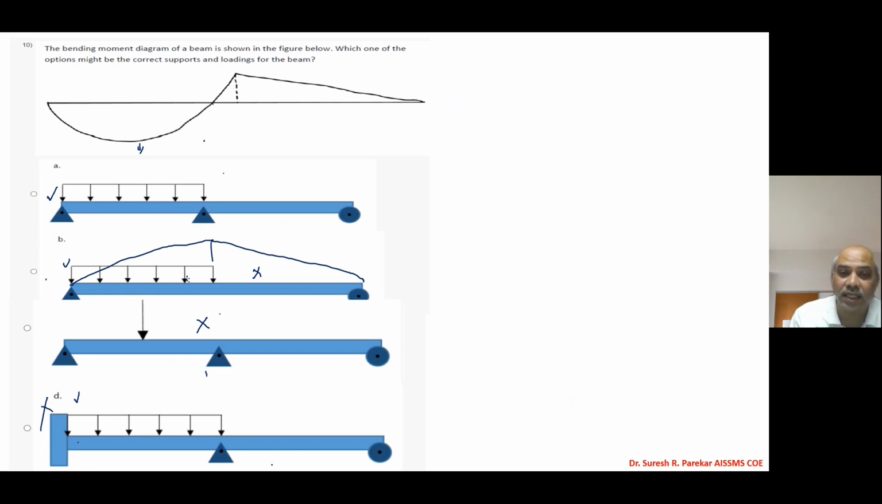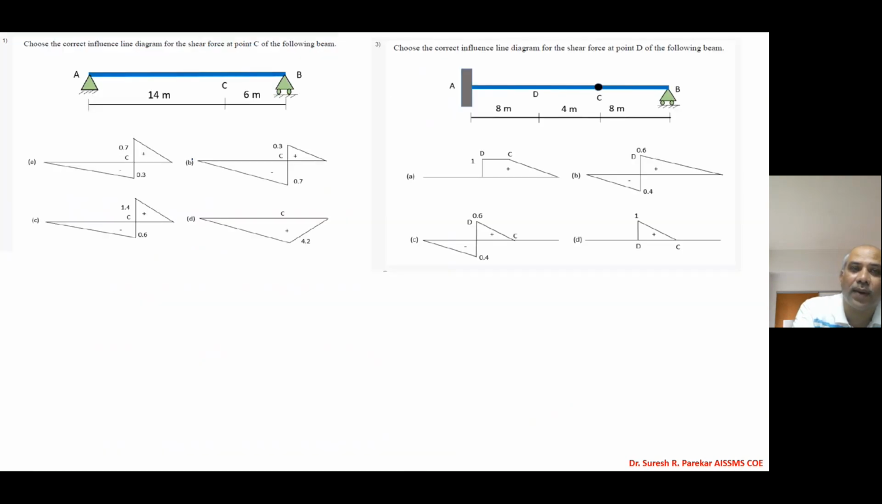So first, this is not there because we do not have UDL. Second, this is not there because we have a fixed end support and here we do not have a fixed end moment. And now this is one beam, so we do not have this diagram because bending moment will be above the line or below the line when a concentrated load or UDL is there. So the remaining is this, and therefore we have the option. You have to see which will satisfy this and go one by one.